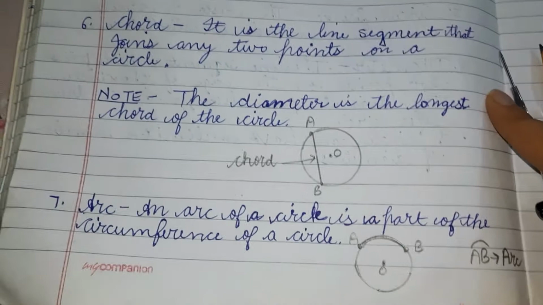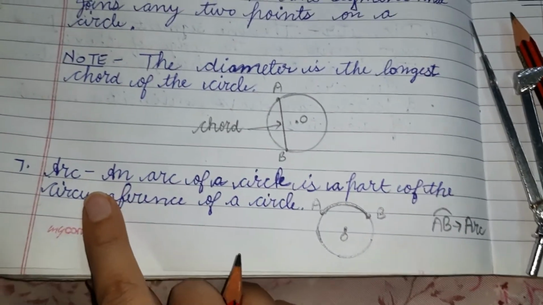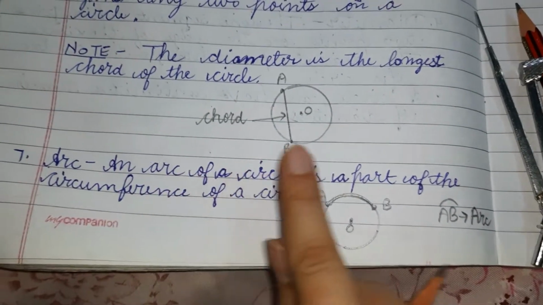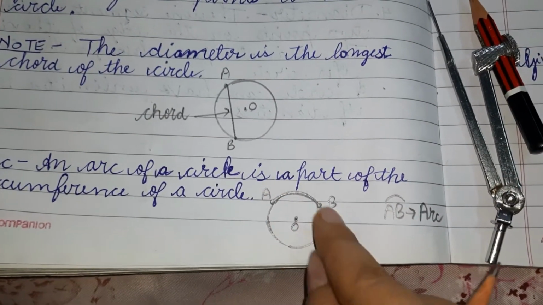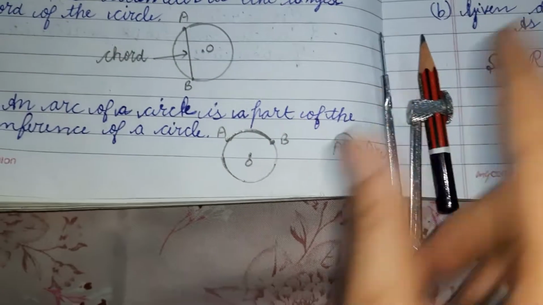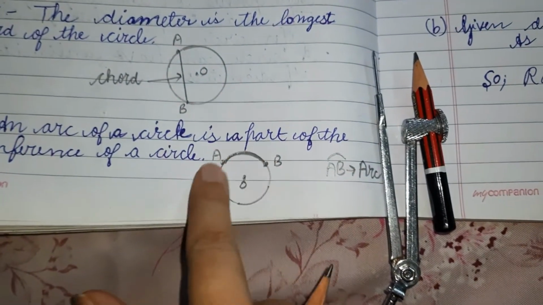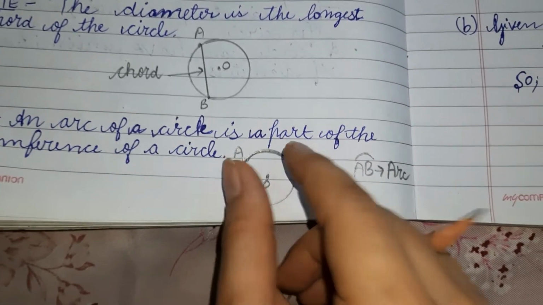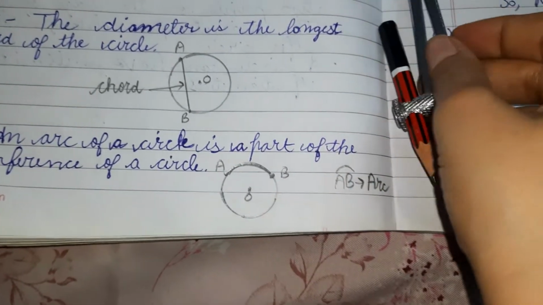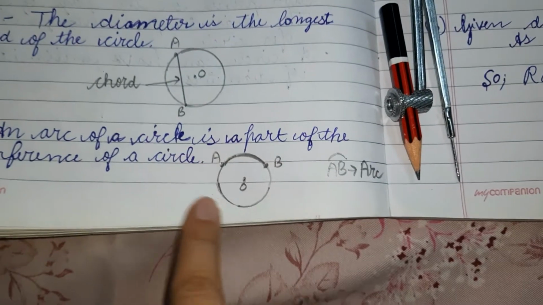Alright. The next term is what is meant by arc. An arc of a circle is a part of the circumference of a circle. Students, if I have drawn a circle with the help of this compass, this full curved part is known as circumference. If I take a small part of this circle, what happens?